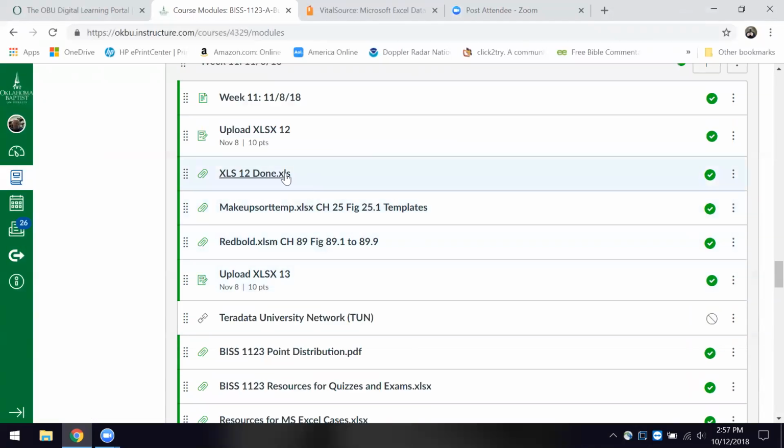And then the next one we'll work on is 12, and I have a 12 done for you. I'm just going to say that for you. You can go take a look at it and look at these as well. And then, yeah, we're going to have an XLS 13 as well. So we'll do some more work on those.